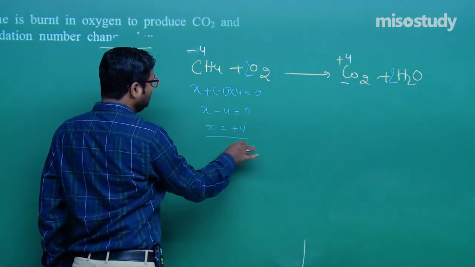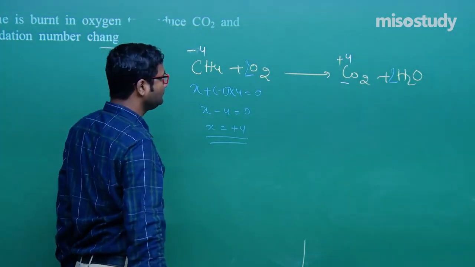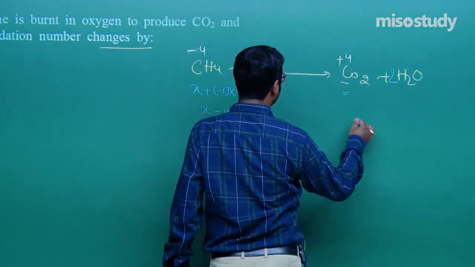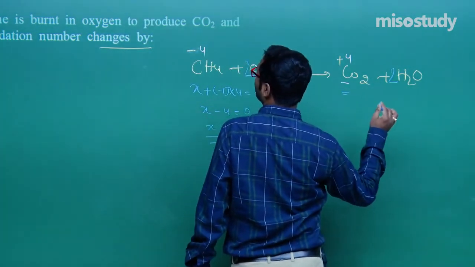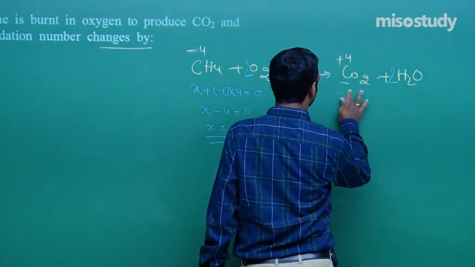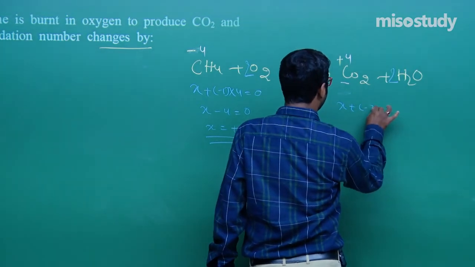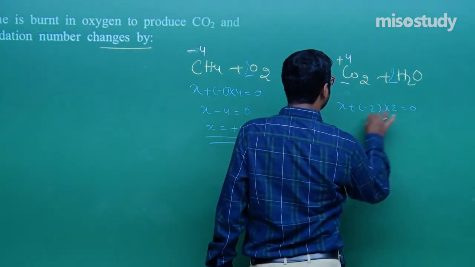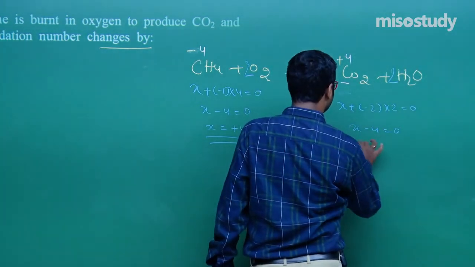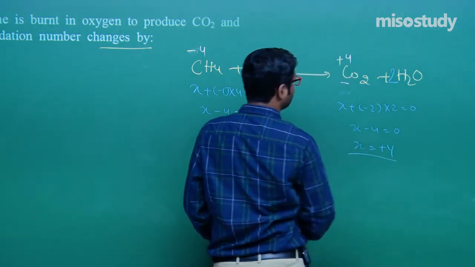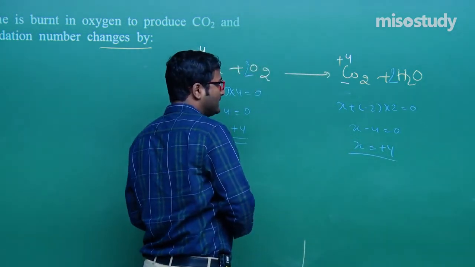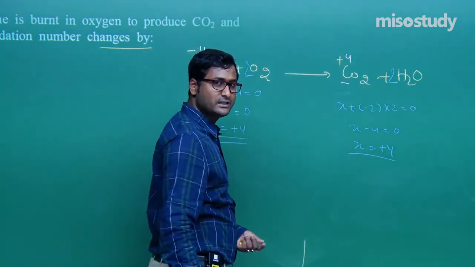equal to +4. And in this case, check it out, to produce CO2, that is x minus 2 into 2, that is x minus 4 is equal to 0, x is equal to +4. Clear to you? Carbon is in -4 or +4 oxidation state.